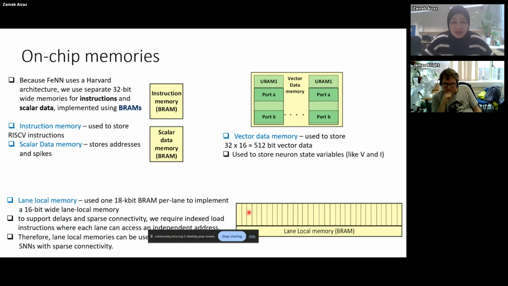As you can see, there are 32 partitions. Each of these partitions represents a single block RAM having 18 kilobits of capacity, and this block RAM represents one lane. To support delays and sparse connectivity, we require indexed load instructions, and therefore each lane requires an independent address. So every one of these memories is for one lane: 32 single block RAMs for 32 lanes, which has helped us quite a lot for the sparse connectivity of SNNs.